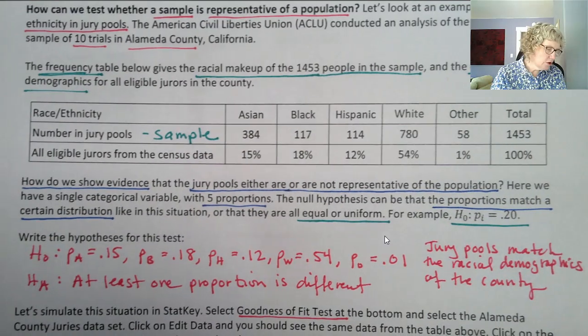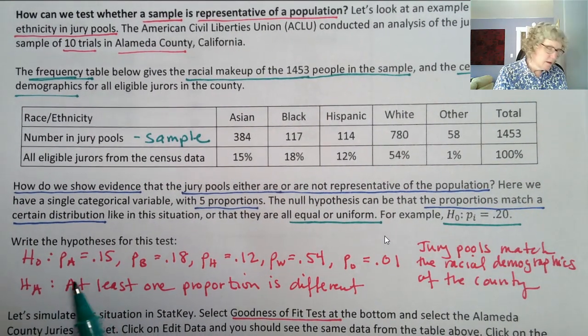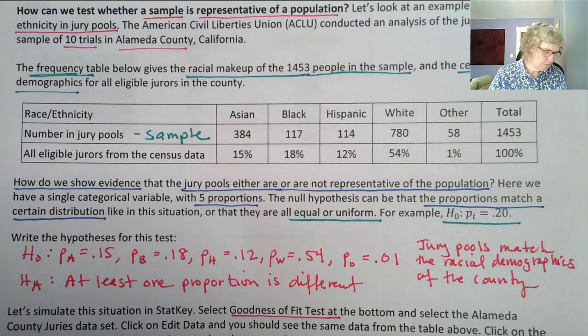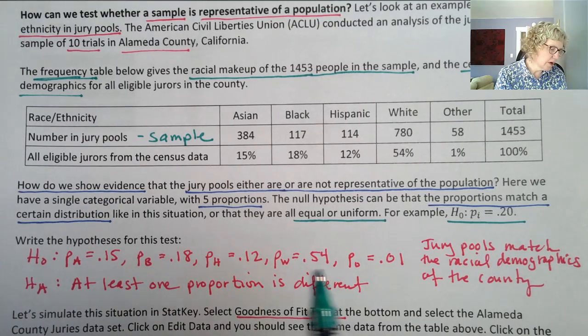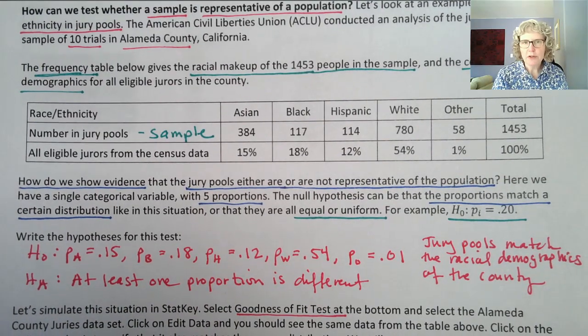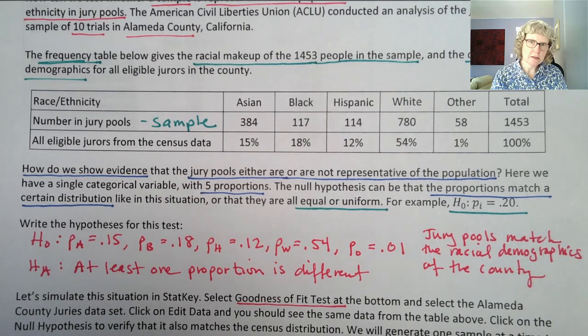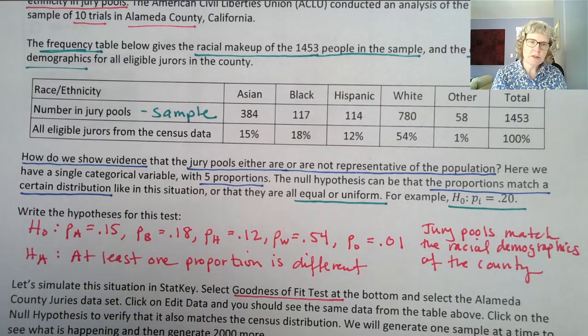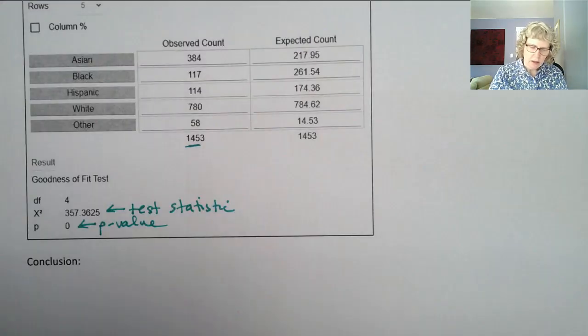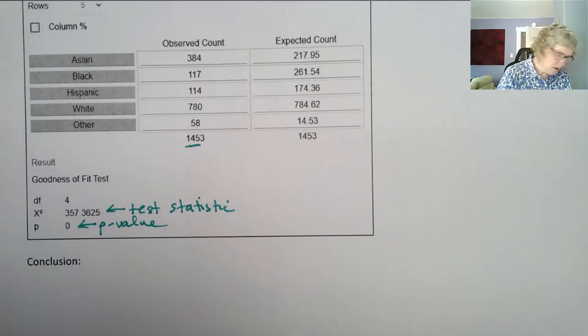So remember that our null was that it matches this distribution, right? The distribution in the jury pools matches the census demographics. So we know from prior tests that a small p-value means it's significant. That means we reject the null. So that means at least one proportion is different, okay? And we could look at those expected counts and probably see which one or ones are different. So let me write the conclusion right here.